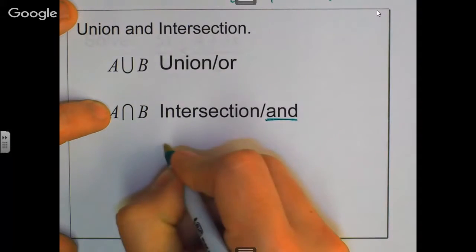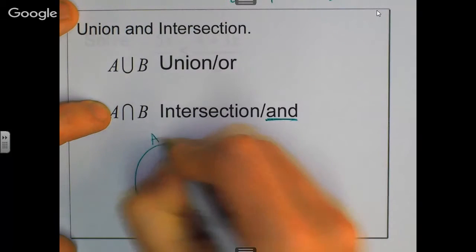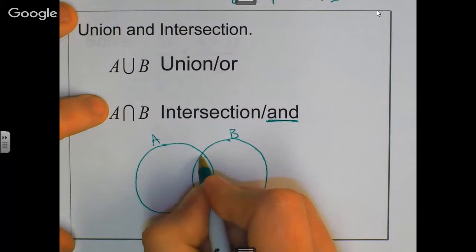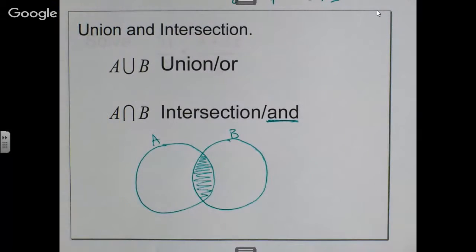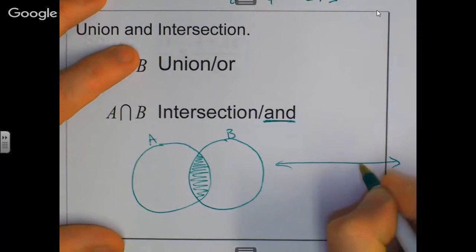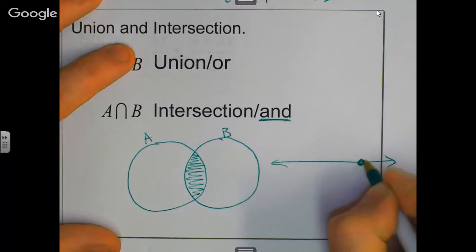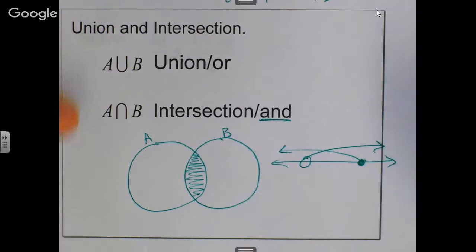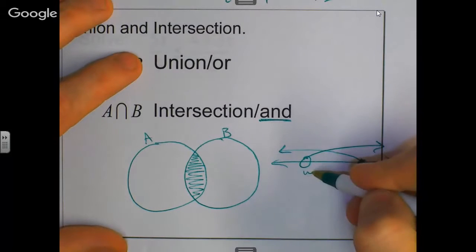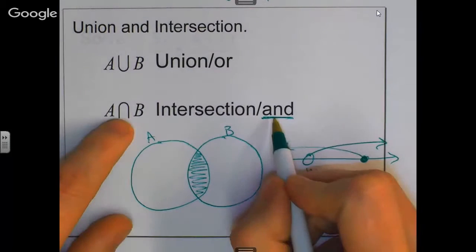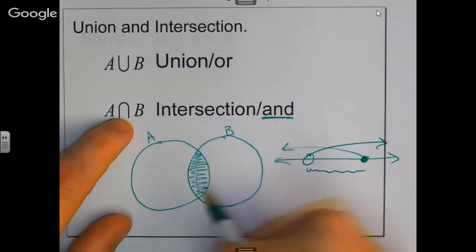If we look at a Venn diagram here, I have set A here, and this will be set B. If we look at the intersection, that is this portion in here. So it's where these two items are overlapping. If we look at a number line, and let's say we've got this here with an arrow going this way, and this here with a number line going that way, their intersection is right in here. Okay, so that's what we will look for with "and", or with the intersection.